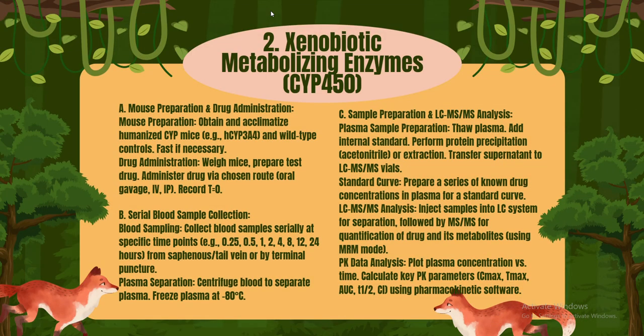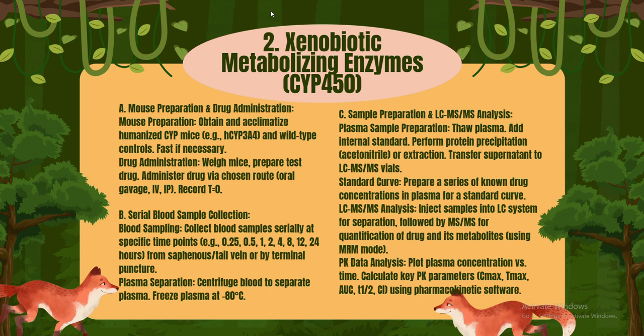The second gene is CYP450. A major step is creating special humanized mice. Scientists use cutting-edge gene editing techniques to swap the mouse CYP450 genes for the human version. For example, replacing the mouse version of CYP3A with the human CYP3A4 gene. These humanized mice then process drugs much like a human would.